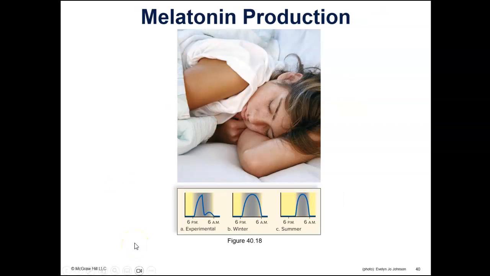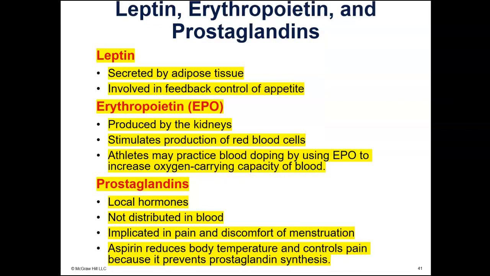This is showing melatonin production levels from 6 p.m. to 6 a.m. It's showing that it increases in the winter versus in the summer. You produce more in the winter. I don't really know what the graph at A means, experimental. I'm not sure. I'm not really sure, I'm sorry about that. I should have looked that up. But it's figure 40.18, so you can always go read it in your textbook. It's the same figure in your textbook.